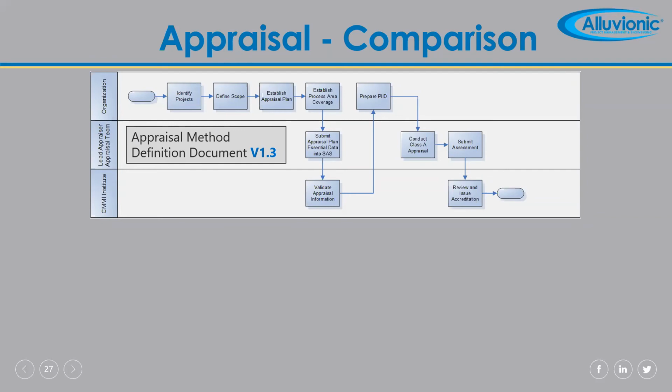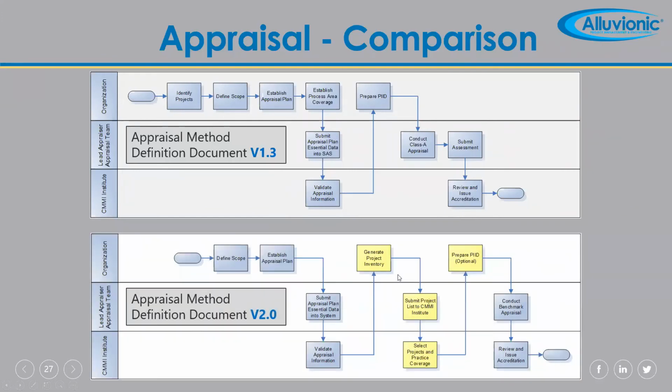They establish an appraisal plan and identify the PA coverage. Then the lead appraiser submits the plan to the institute, and the institute approves and issues the accreditation. Now, the 2.0 appraisal flow starts out in a similar way, where they define the scope, establish an appraisal plan, submit the plan, and get approval from the institute.